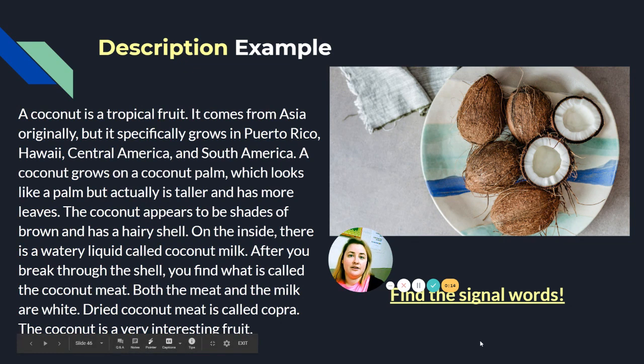So pause the video and look for those signal words. Then find the main idea and find the details.